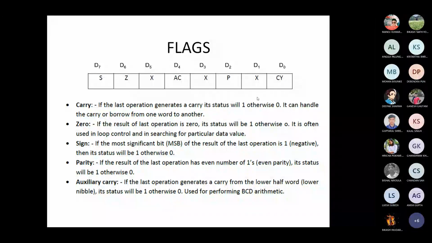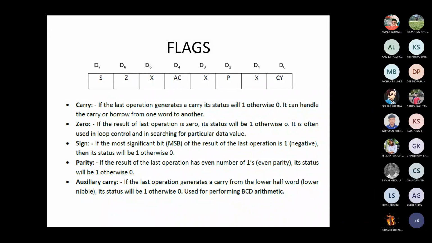Now let us see which flags are present in the 8085. It is an 8-bit flags register, which the ALU can read, and which the ALU can write. So it is a register, there are 8 bits, D0 till D7. D0 is CY, which is the carry flag.